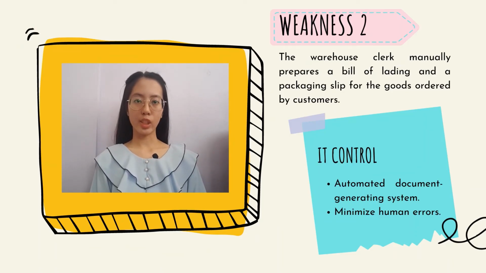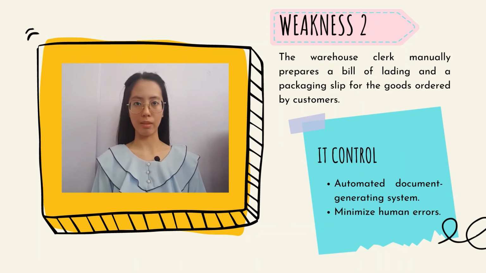Next, the internal control procedure associated with the second weakness is IT control. SSU can implement an automated document generating system to ease the preparation of essential documents such as bill of lading and packaging slip. This auto-generated system can minimize human errors.